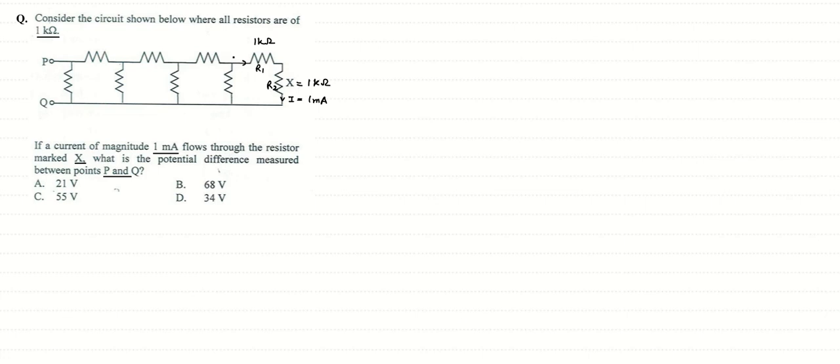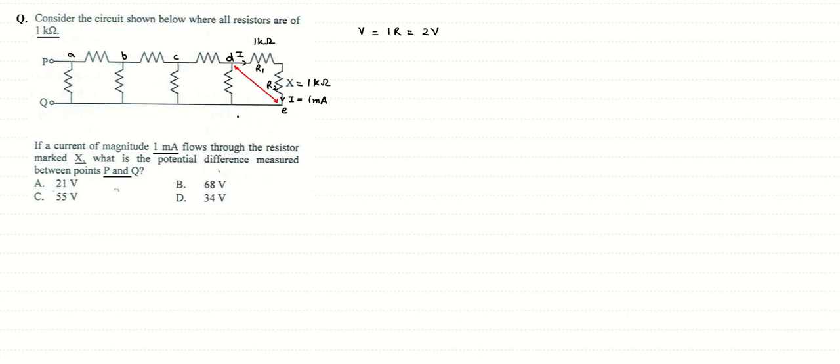So that means between this point and this point, the potential difference will come out to be equal to I into R. Since we know the current I is equal to 1 milliampere, the potential difference V can be calculated as I into R. This will come out to be equal to 1 into 2. This is 2 volt.